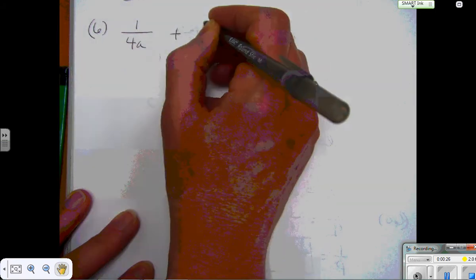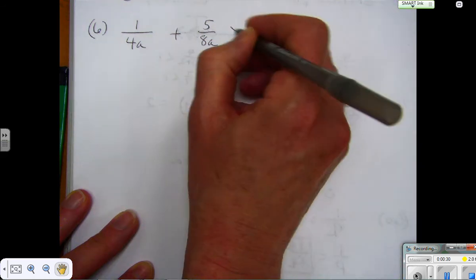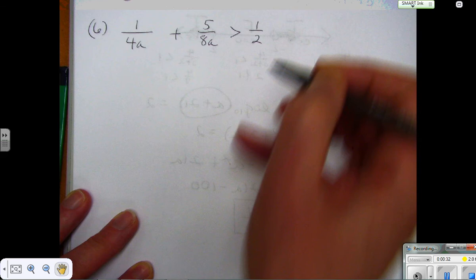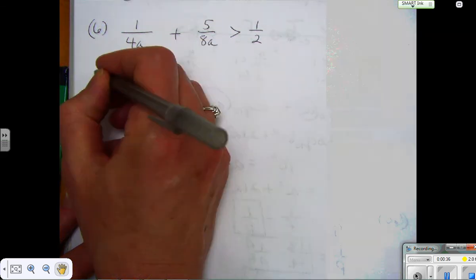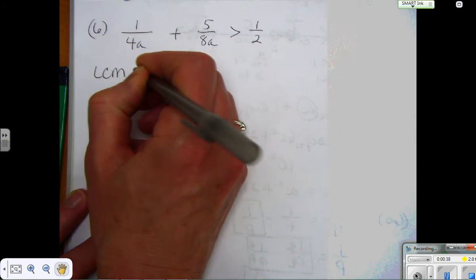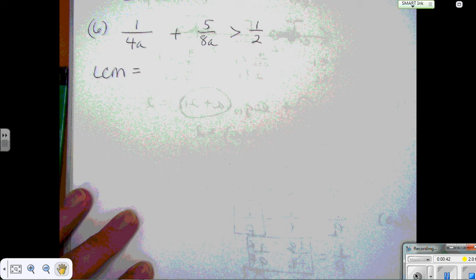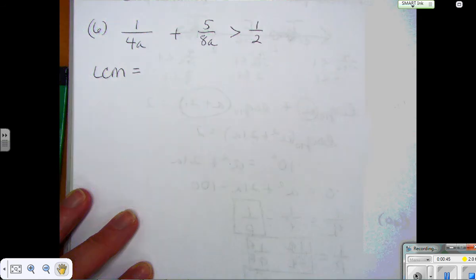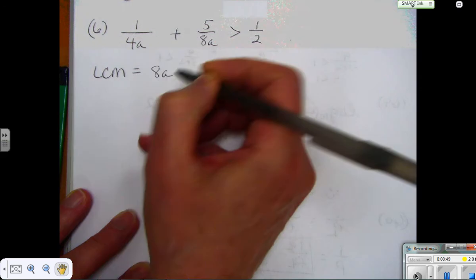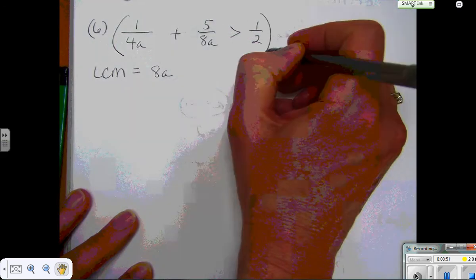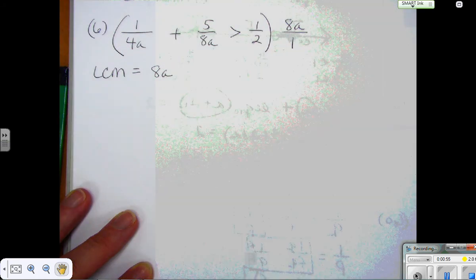I still need to find my LCM or common denominator. So for this one, what would the LCM be? 8a, right. Or you could think of it as 2 cubed times a. You're going to need 3 factors of 2 and 1 factor of a. Okay, so I'm going to multiply everything all the way through by 8a to get rid of the denominators.